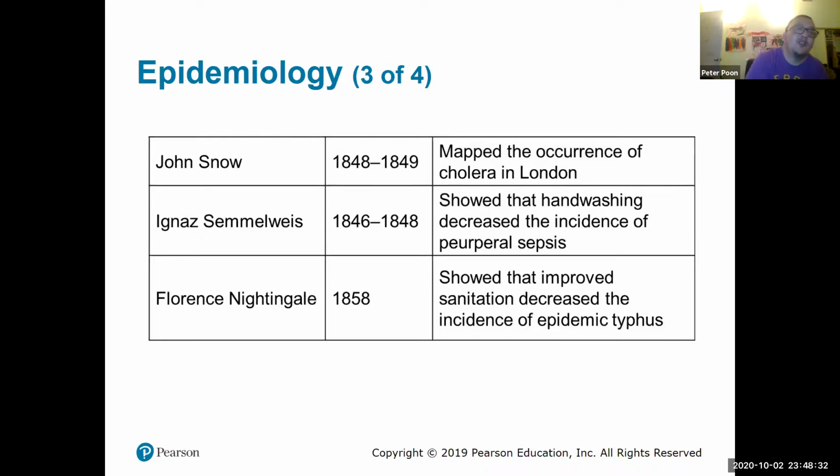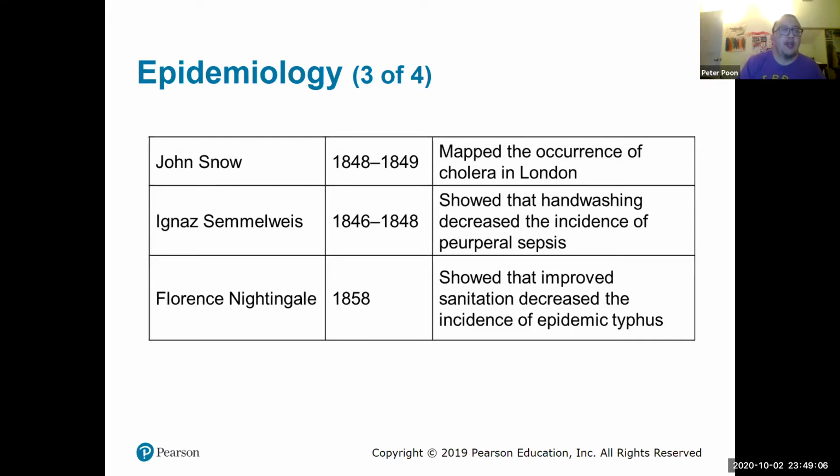All right. John Snow, slightly different name than the Game of Thrones character. He mapped the occurrence of cholera in London. Actually, he did something really kind of cool. Okay, so in 1848, 1849, there was no running water. If you wanted water, you had to get it out of a well.